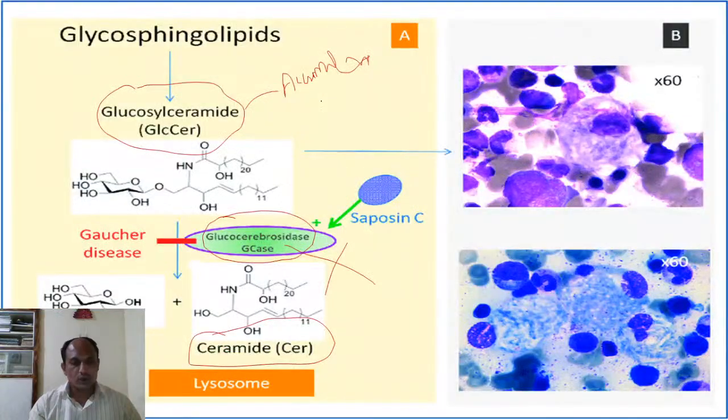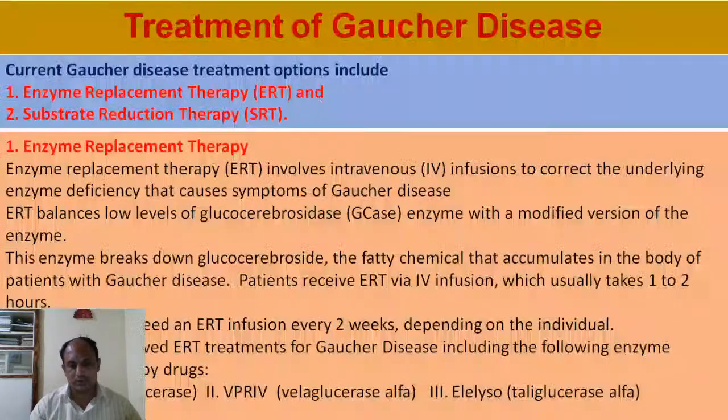So this is about the Gaucher disease that we have seen up to here, symptoms of type 1, type 2 and type 3. Next point is treatment of Gaucher disease. How can it be treated? What is the treatment for Gaucher disease? So the current treatment available for Gaucher disease includes, one, enzyme replacement therapy, that is nothing but ERT, and the second one is substrate reduction therapy.